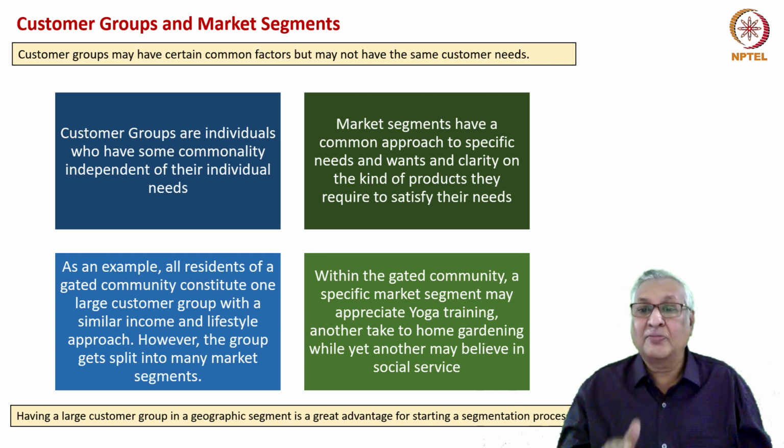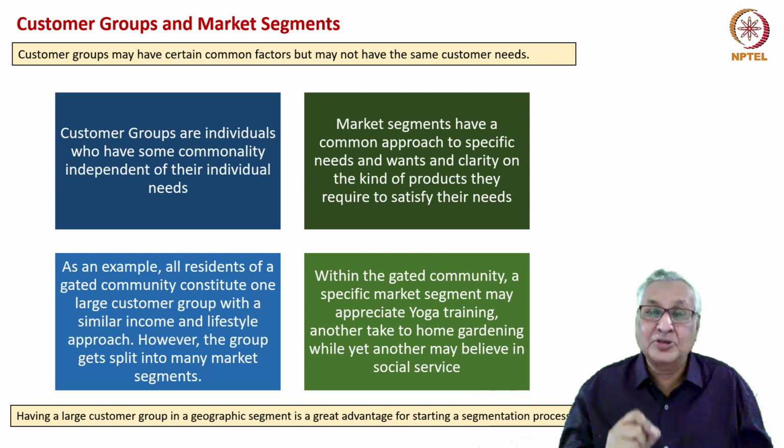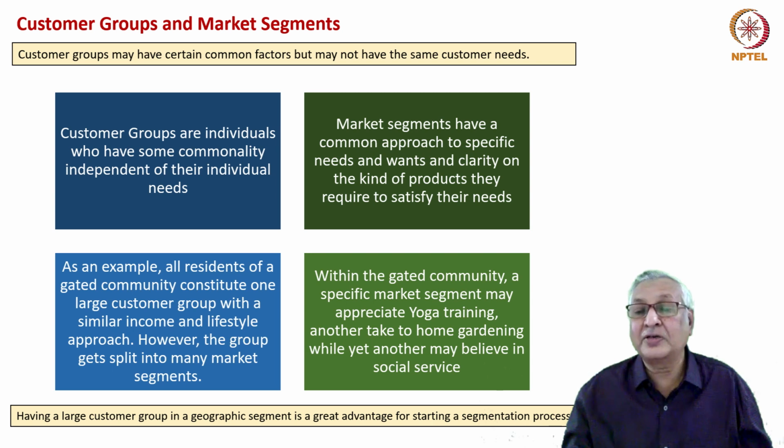In comparison, market segments have a common approach to specific needs and wants and clarity on the kind of products they are required to satisfy their needs. Within the gated community, a specific market segment may appreciate yoga training, another may take to home gardening, and another may believe in social service. This is just an example.